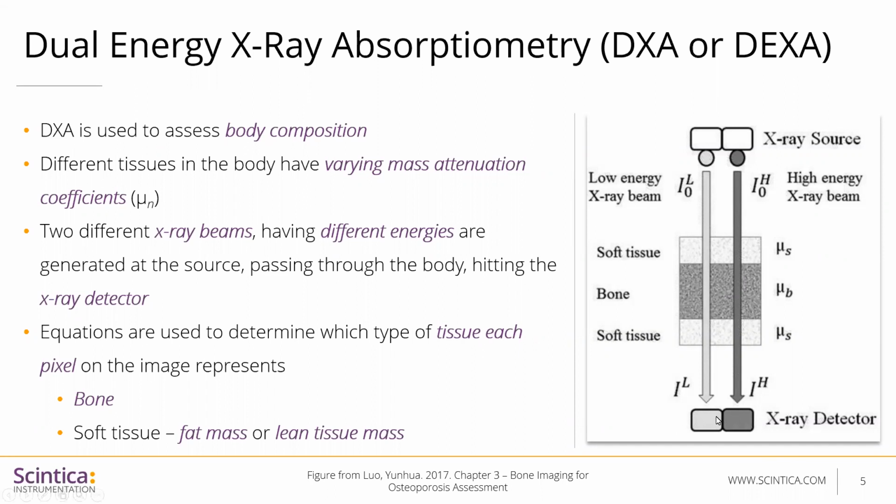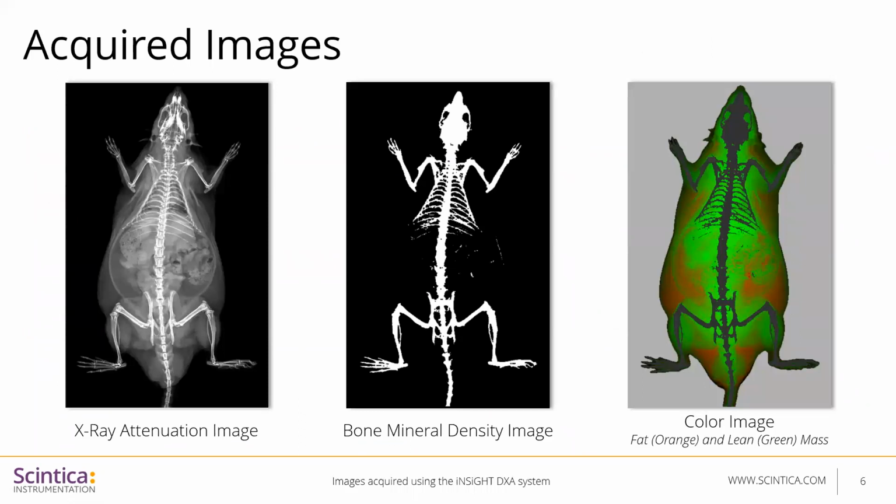We then use various equations and we solve for, I guess, which type of tissue each pixel falls into. So initially it will determine if it's bone or soft tissue. And then that equation is solved again to see if the soft tissue is either lean mass or fat mass. So the outputs from doing DEXA is either a bone signal or fat mass or lean mass. And I'll show you some examples of that as we go through.